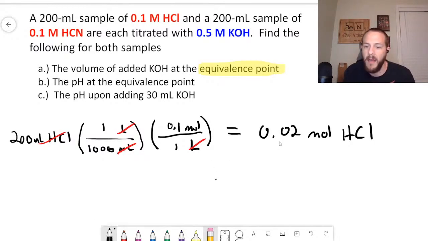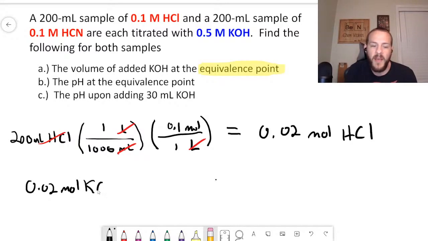So if we have a 0.02 mole sample of HCl, then that means we're going to need 0.02 moles of sodium or potassium hydroxide, KOH, right? Because that's what equivalence point means: the number of moles of acid is equal to the moles of base. So that is what we start with in this new calculation here.